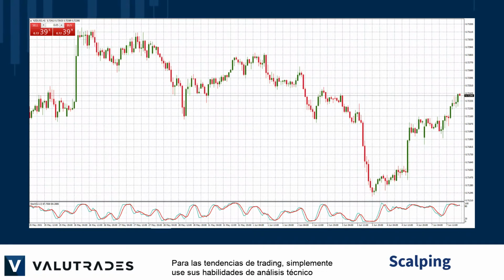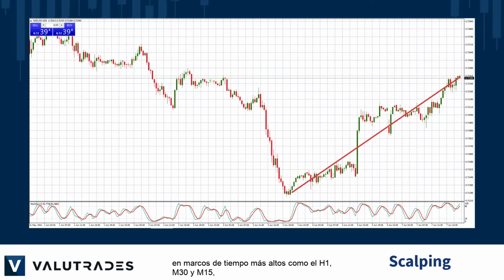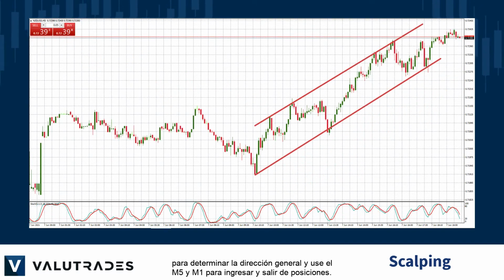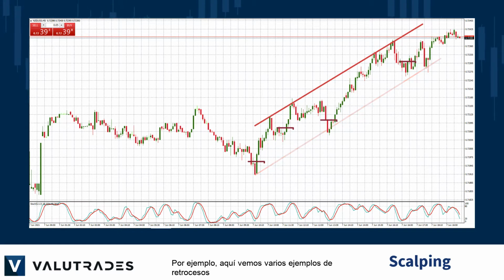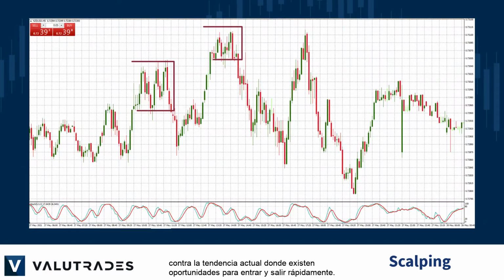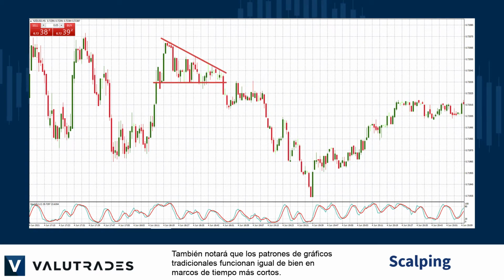For trading trends, you simply use your technical analysis skills on higher time frames like the 1 hour, 30-minute, and 15-minute to determine the overall direction and use the M5 and M1 to enter and exit positions. For example, here we see several examples of pullbacks against the current trend where opportunities exist to enter and exit quickly. You will also note that traditional chart patterns work just as well on shorter time frames.